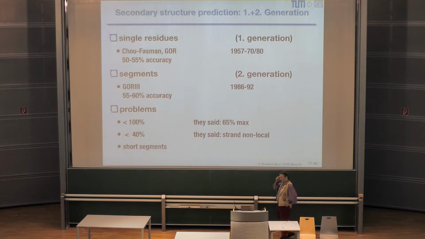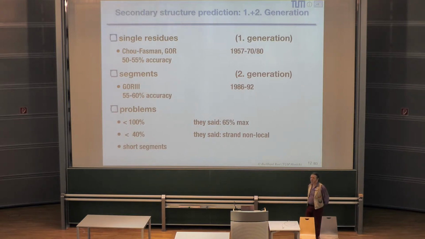I told you that there are problems with secondary structure prediction methods as I've described them so far. One, they don't reach 100% accuracy. The argument there was that 65% is the top we can do because more is not determined in the local window. In the slide before, I showed you a window with a W of 3, a window of 2 times 3 plus 1, so 7 residues.